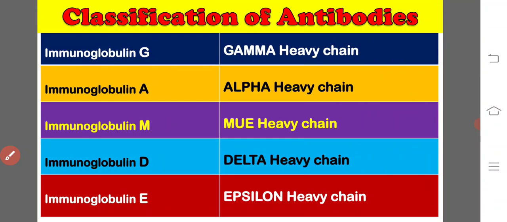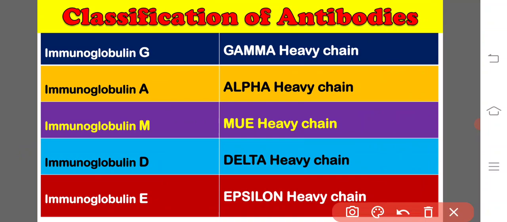There are 5 different types or classes of antibodies recognized. The distinction of all these 5 is based on the difference in the constant region of the antibody, or Fc region of the antibody. The Fc region of the antibodies contains 5 different kinds of heavy chains.